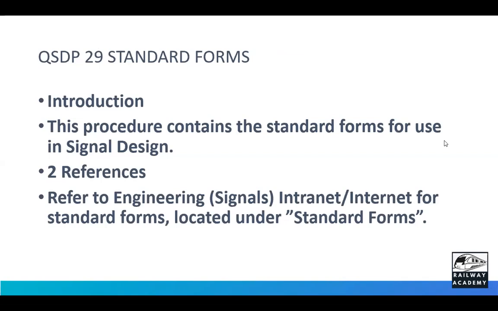Coming to QSDP 29, every piece of information you record has to be on a standard form. All the standard forms are made available under QSDP 29. You have to use only these standard forms; other than these, no other form has to be used. How an error report has to be made, how a circuit book has to be made, everywhere, every form is stipulated under QSDP 29. This refers to all standards as required for the signaling arrangements.